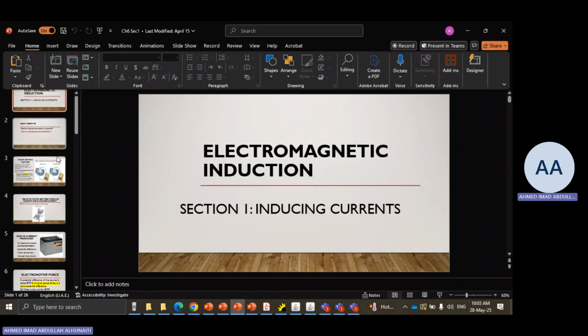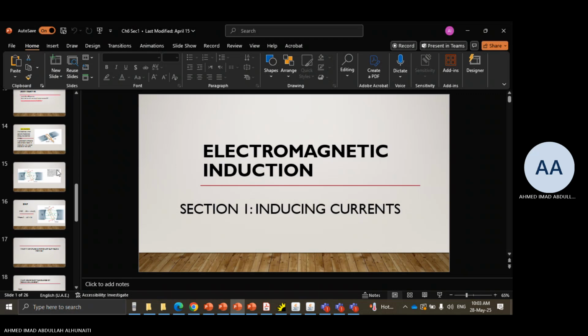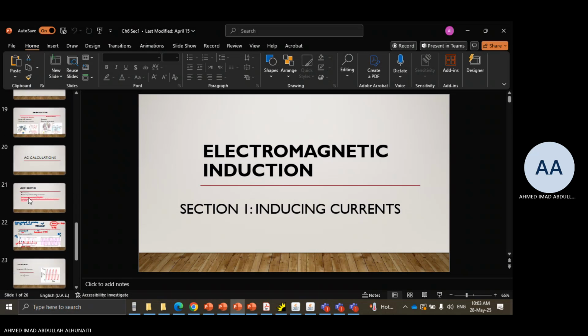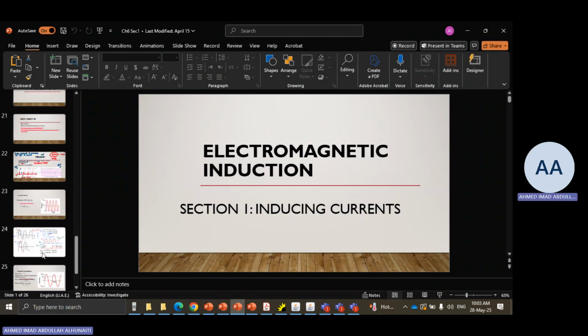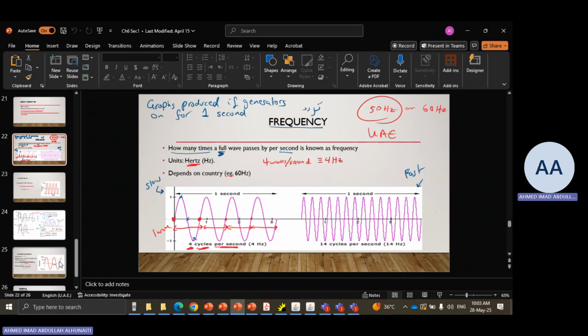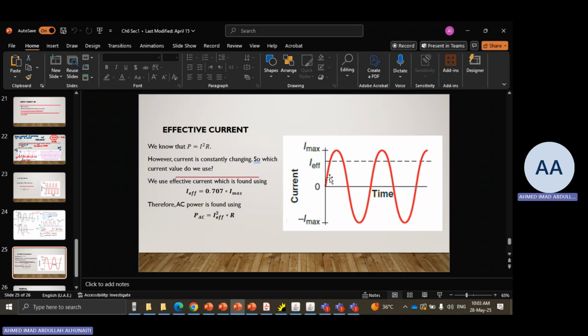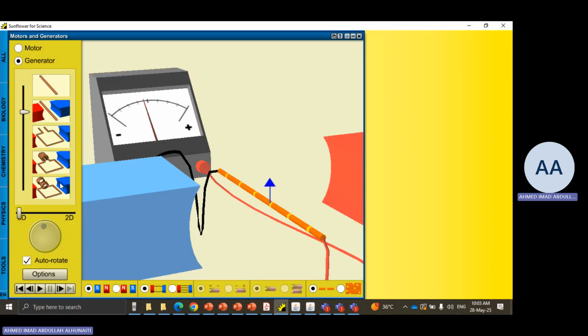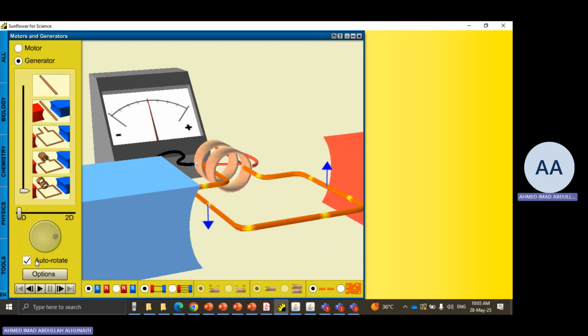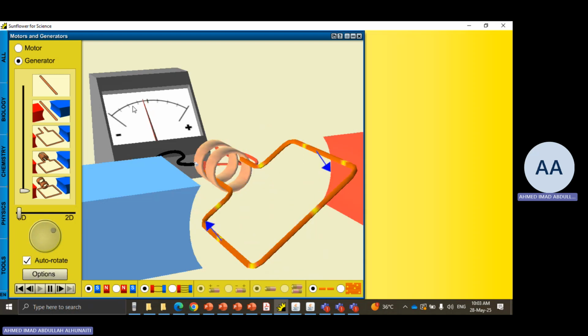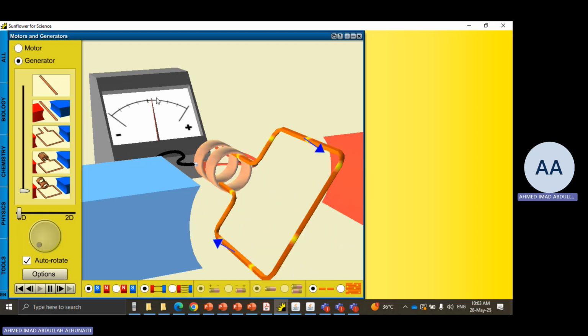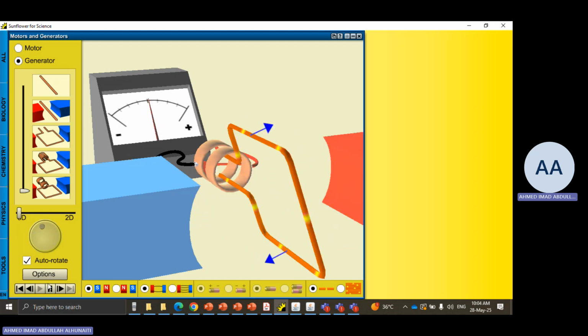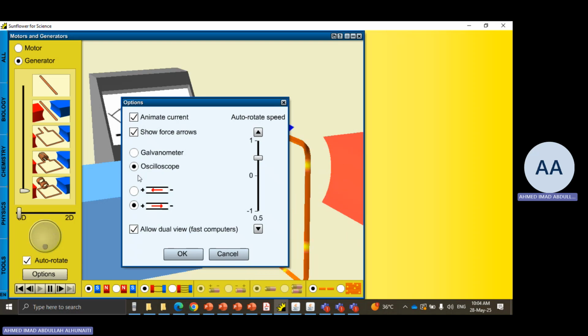So just bear with me. So let's go to an AC circuit. So in AC, the current alternates between positive and negative. We can see this in this simulation over here. I can go to AC generator, click play, and we can see that the current is alternating between positive and negative. I can also display this on an oscilloscope.